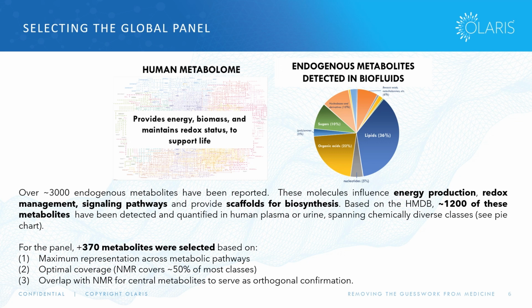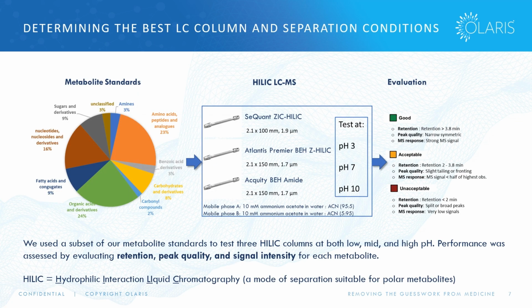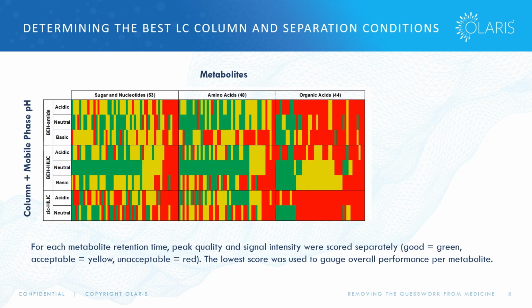We then introduced a scoring system, color coding essentially, looking at retention, peak quality, and signal intensity, giving those separately a green color if it was good, yellow if it's acceptable, and red if either of them was unacceptable. We then proceeded to converge those separate metrics into one color per metabolite per condition. So we use the lowest score for each of those per metabolite per condition to gauge the overall performance.